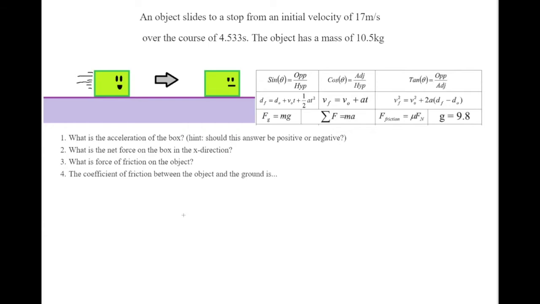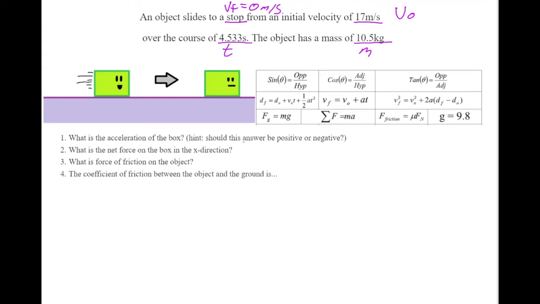Okay, let's take a look at our third problem here. It says an object slides to a stop from an initial velocity of 17 meters per second over the course of 4.533 seconds. The object has a mass of 10.5 kilograms. So the initial velocity here is 17 meters per second. It does that in 4.533 seconds, so that's how long it takes. And it says that it comes to a stop, so that's talking about the final velocity, and a stop is referring to a final velocity of 0 meters per second. The object's mass, 10.5 kilograms.